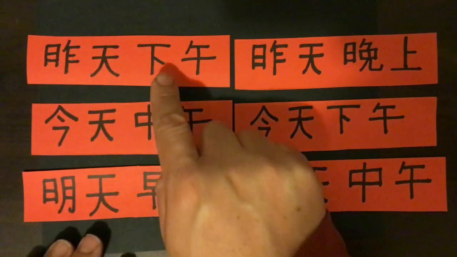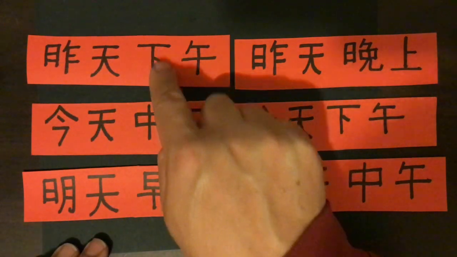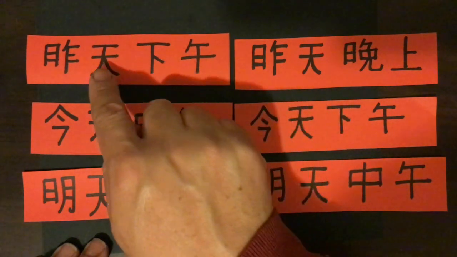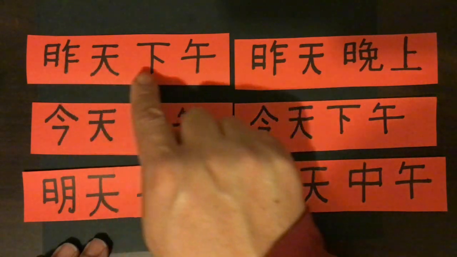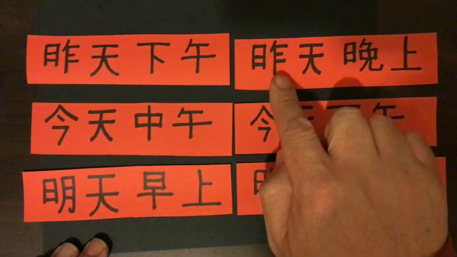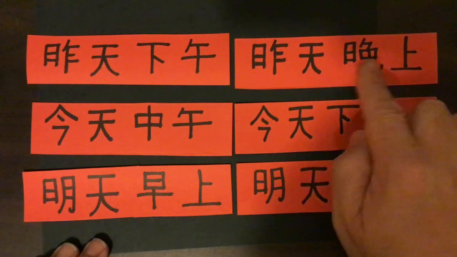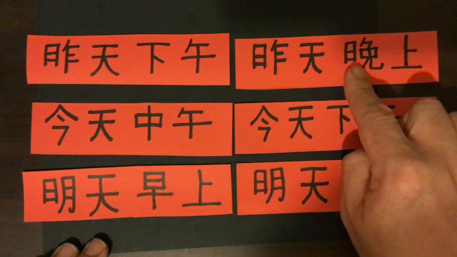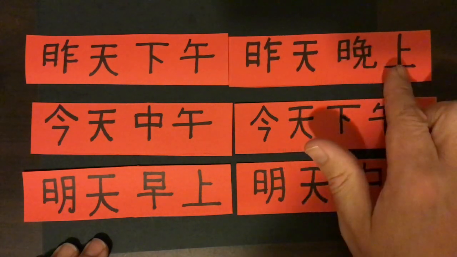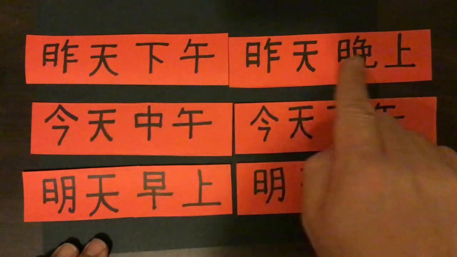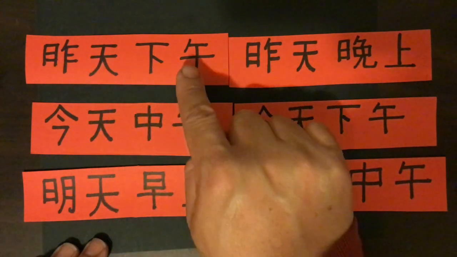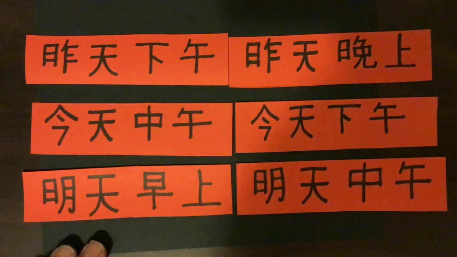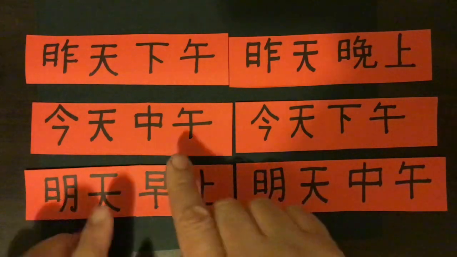So we have 昨天下午, xia, it's going down, wu, middle of the day. So it's after the middle of the day. So we are looking at yesterday afternoon. 昨天下午. Now, we've got 昨天, again, 晚上. So going up, it's night time. So we know it's the beginning of night time or the evening. So this is in the right order. We've got yesterday afternoon, yesterday evening. So 昨天晚上.